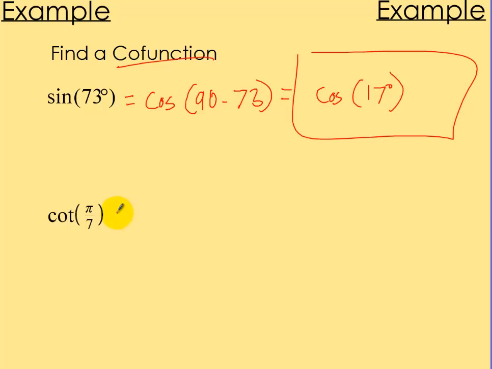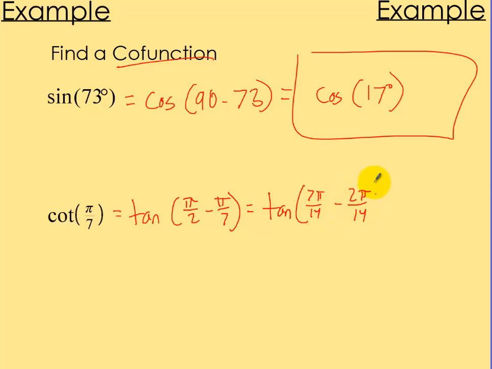Cotangent of pi over 7. Well, that's the same thing as tangent of 90 degrees minus, but we're not in degrees, we're in radians. So I'll say tangent of pi over 2 minus pi over 7. Let's combine those two fractions by making them the same denominator. That'll be tangent of 7 pi over 14 minus 2 pi over 14. So that'll equal the tangent of 5 pi over 14. That's it.